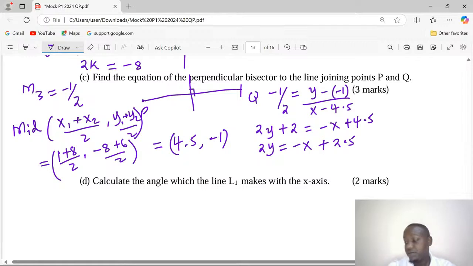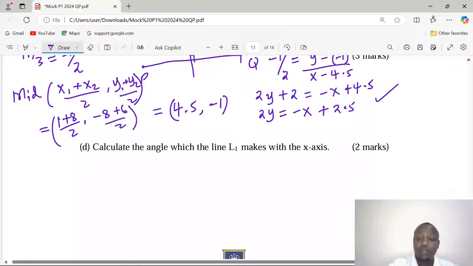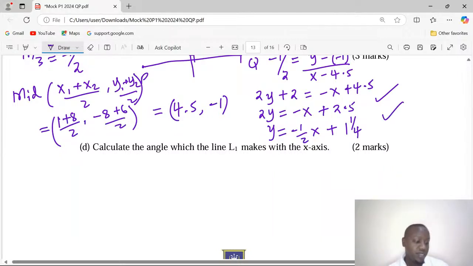2.5. At this point, it's already correct because it's an equation, but it's good that we have the standard expression of an equation. Plus, this is going to be 1.25 when you divide by 2. So the equation can be fully described as that.